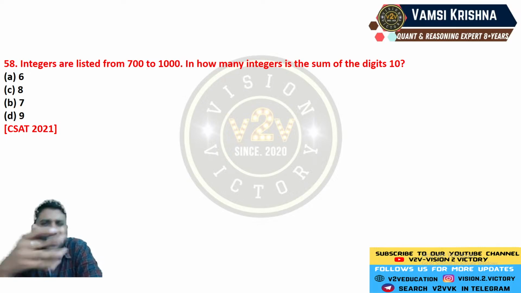Next, if you are good at PCP, permutation, combination, probability, then you can save your time in this question. We should identify how many integers there are from 700 to 2000 where the sum of the digits must be 10.